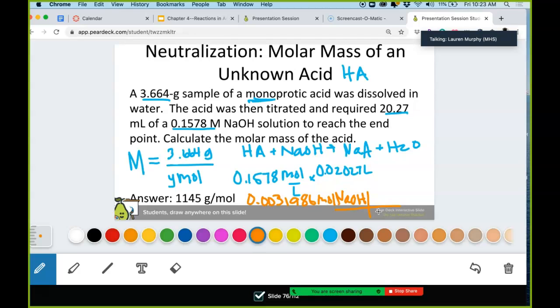And for every 1 mole of NaOH that reacts, 1 mole of the acid reacts. So it's the same number for the acid. So this number, now I have moles of acid. So it goes here. So 3.664 divided by 0.0031986.